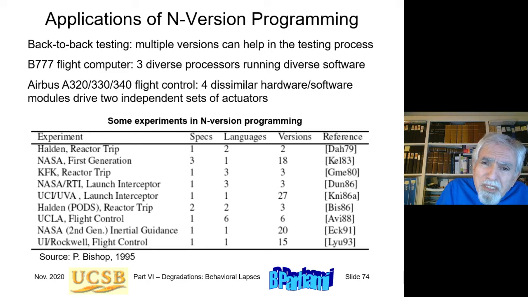These are some applications that I've listed, and the number of versions. The number of versions typically in practical applications is small: 2, 3, 6. The ones that have a large number of versions were mostly academic exercises, like maybe a class of 27 students were given the task of developing a software, so there were 27 versions of a software developed, and then they were used in a 27-version programming scheme.